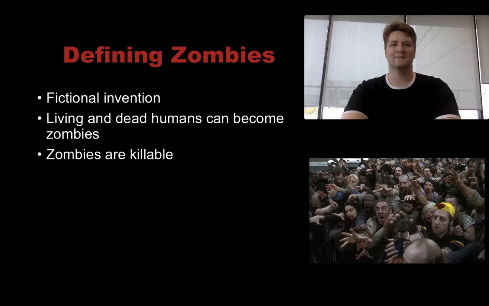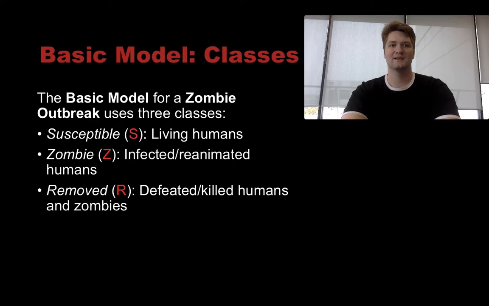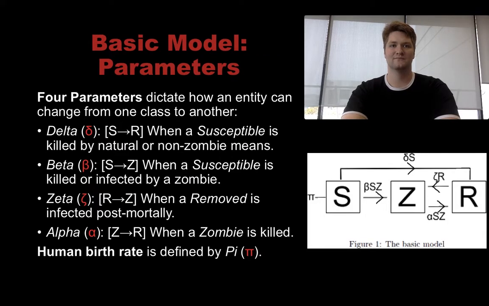Smith defines a zombie as being both living and dead humans capable of becoming zombies through infection. Humans and zombies are capable of being killed. Using this generic zombie, we can define classes and parameters for the zombie outbreak. Classes include living humans, reanimated humans, and killed humans and zombies, respectively classified as susceptible, zombie, and removed. Parameters dictating how an entity changes classes include a susceptible dying naturally, a susceptible being infected, a removed infected postmortem, or a zombie being killed, respectively called delta, beta, zeta, and alpha.